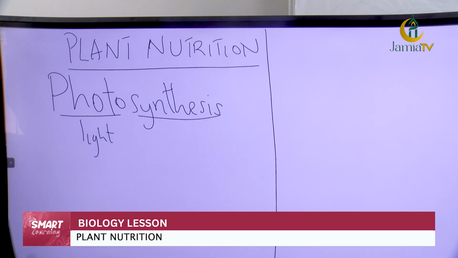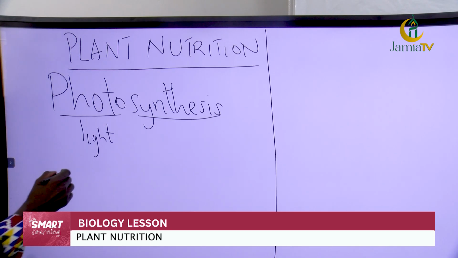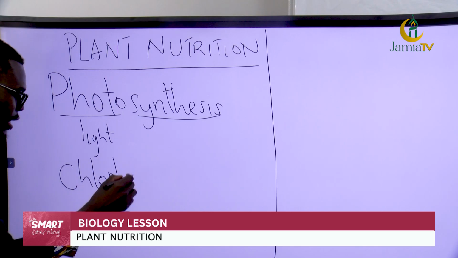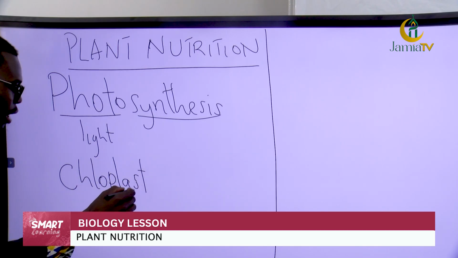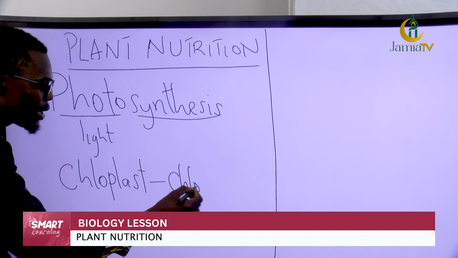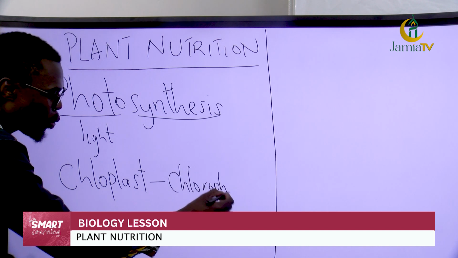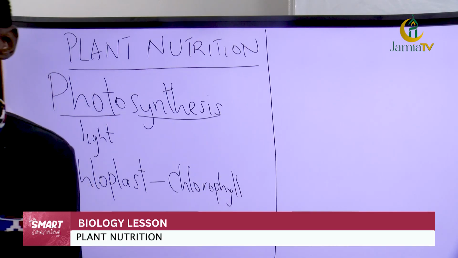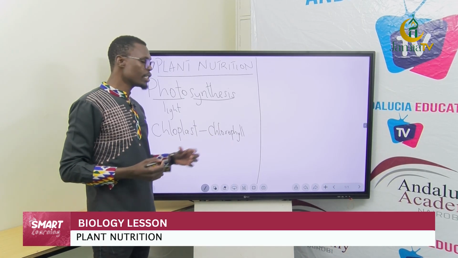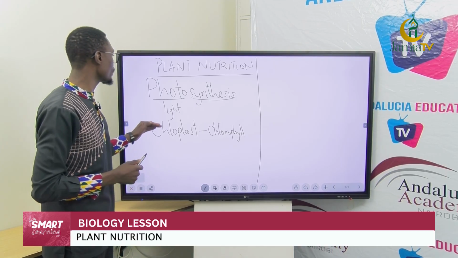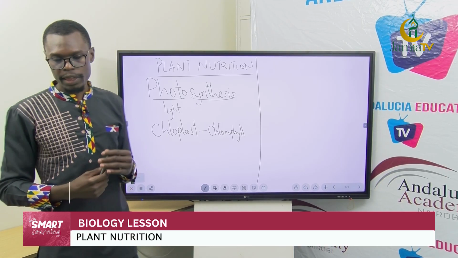Most of the plants which are green in color have what we call chlorophyll. Chlorophyll is found inside an organelle known as the chloroplast. So chlorophyll is the green coloring matter which is found in the chloroplast. Majorly, its function is to trap the light energy which is being used during photosynthesis.